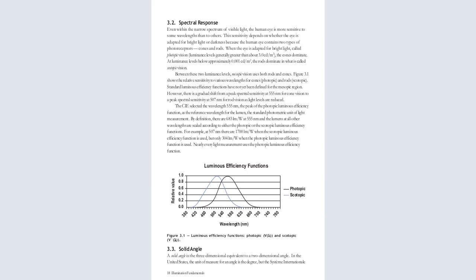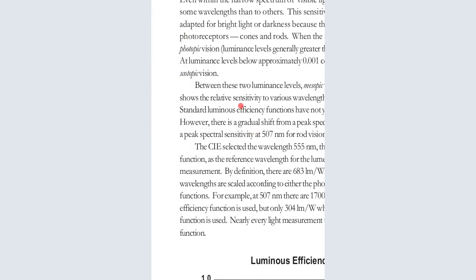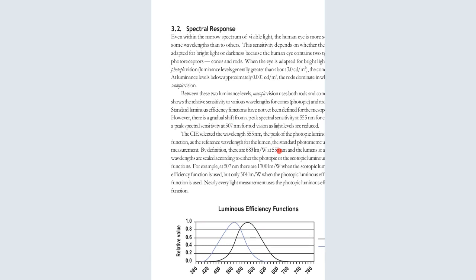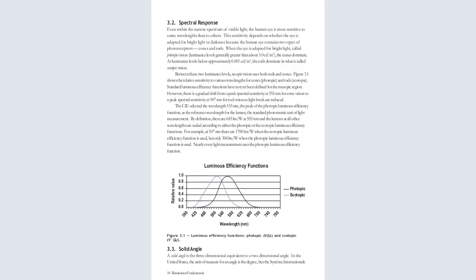So when the eye is adapted to bright light, it is called photopic vision. Here the luminance level is generally greater than 3.0 cd/m², that is candela per meter squared, and the cones dominate. This helps us understand the response of the eye towards the amount of light that comes in. Now when you look at this, the luminous efficiency function.